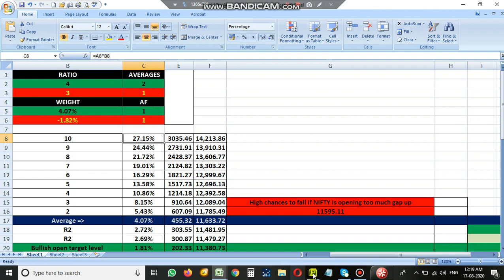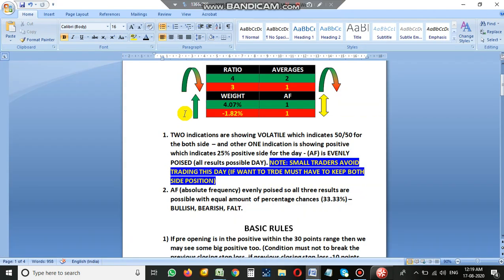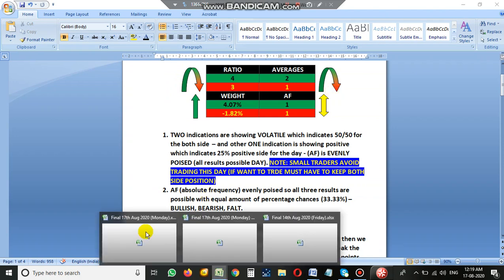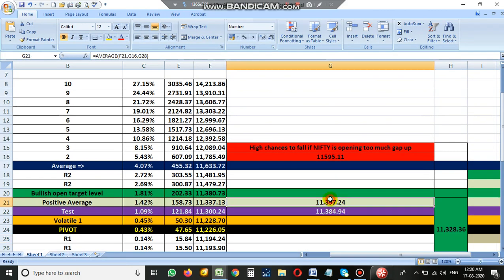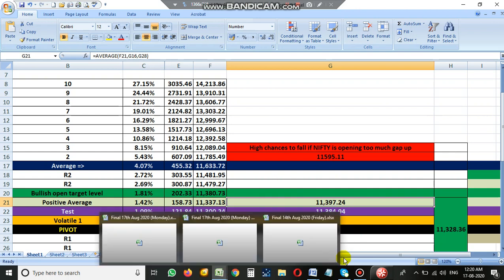But here what it shows, as per the summary, once the high is matching, the market has chances to fall. So two times it is indicating. If it opens in the positive, but the high is not matching, it may go towards the positive side up to 11,397, almost 11,400. That is the range, and the bullish open target level is there up to 11,380. If we take 10 points stop loss, it is matching with 11,390. So up to that level is there. That is the reason we must not take risk.